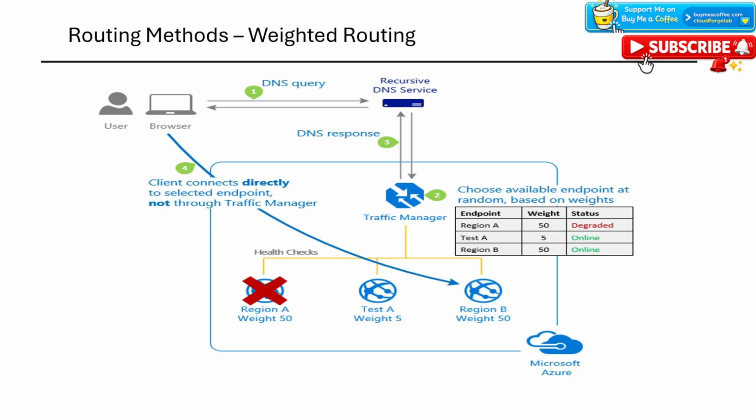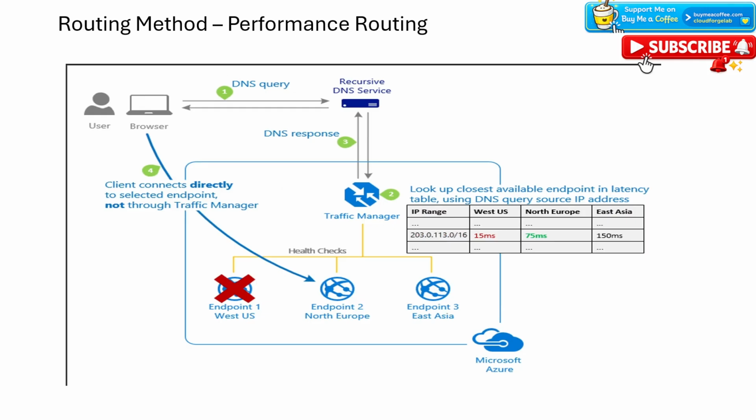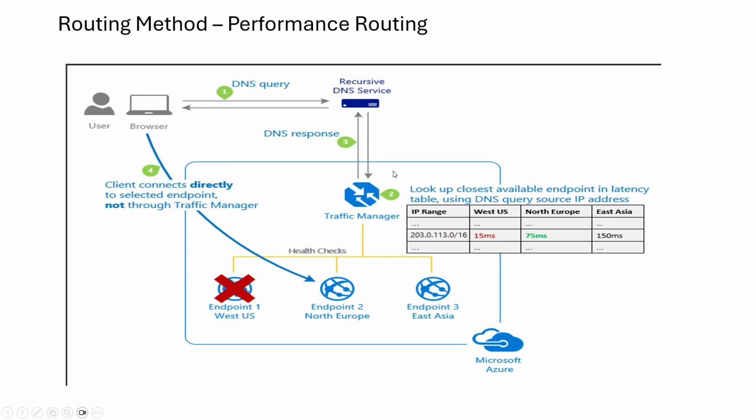So we have discussed the priority routing method and the weighted routing method, and next we have the performance routing method. The traffic manager will give the IP address of the endpoint which shows the least amount of latency. And again, as we have discussed, the client has to directly connect to that endpoint. The actual traffic does not pass through the traffic manager. The client directly connects to the endpoint.